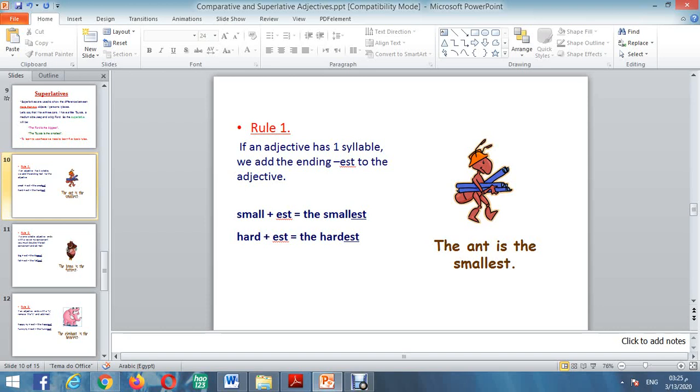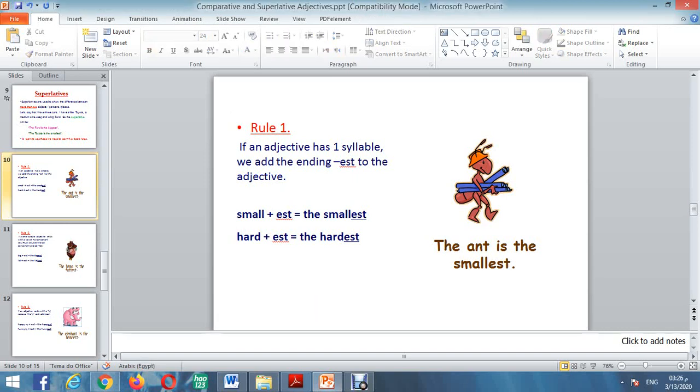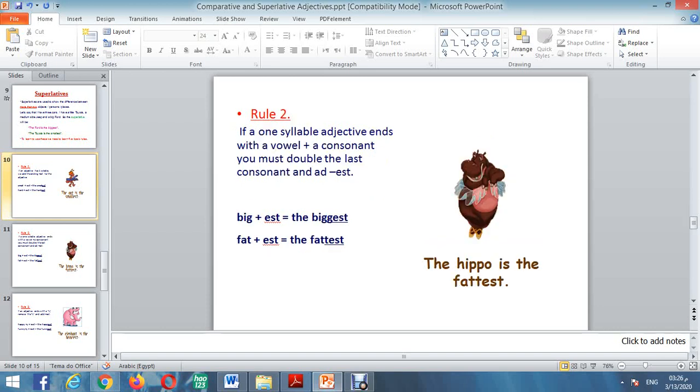If an adjective has 1 syllable, we add the ending est to the adjective. Small, the smallest. Hard, the hardest. Example, I want to compare between the ant and the other insects or animals. We can say the ant is the smallest. Excellent. Now let's turn to rule number 2.